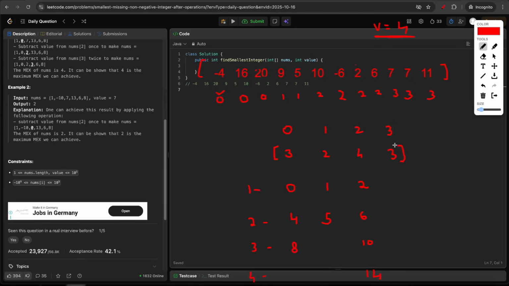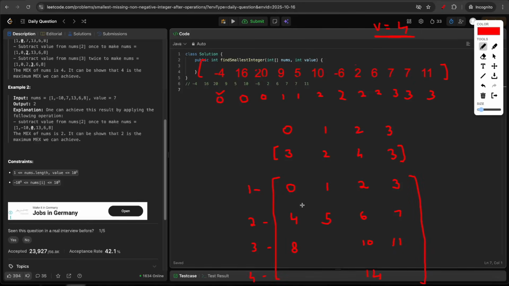And 3 is present 3 times. So with the first 3, you can form 3. With the second 3, you can form 7. And with the last 3, you can form 11. So these are all the unique numbers we can form.